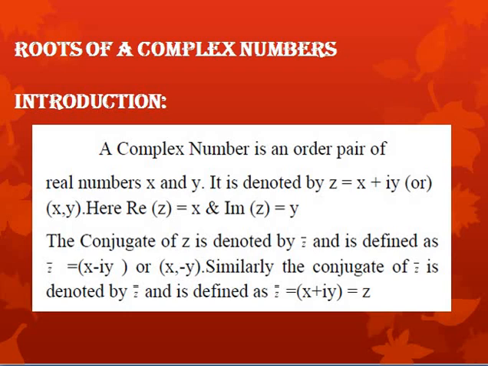Usually a complex number is an ordered pair of real numbers x and y and is denoted by z equal to x plus iy or the ordered pair (x, y). Here x is the real part of z and y is the imaginary part of z. When we talk about the complex number, we are interested to find the conjugate of z. The conjugate of z is denoted by z bar and is defined as z bar equal to x minus iy or the ordered pair (x, minus y). Similarly, the conjugate of z bar is z bar the whole bar, which is x minus iy the whole bar, which is nothing but x plus iy, that is equal to z.